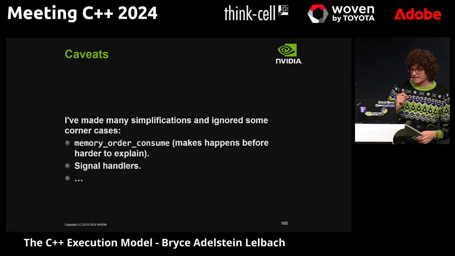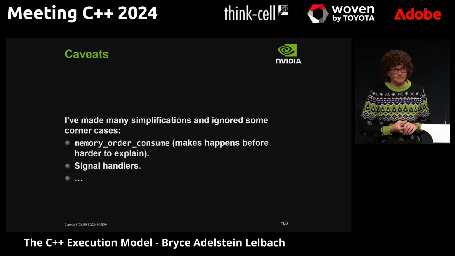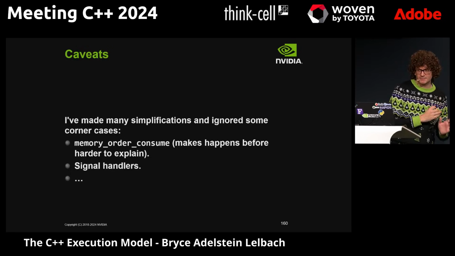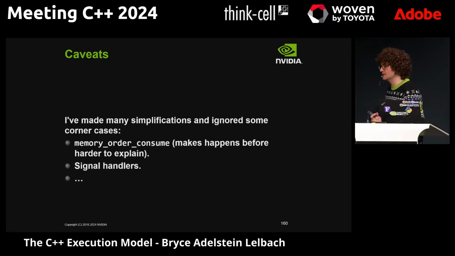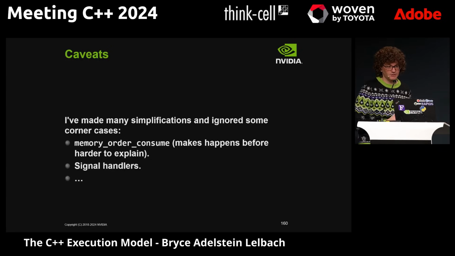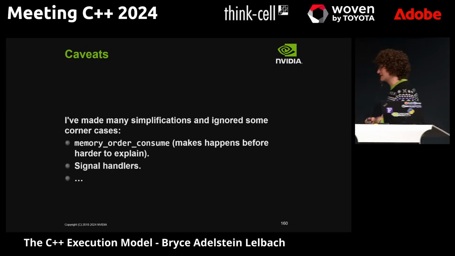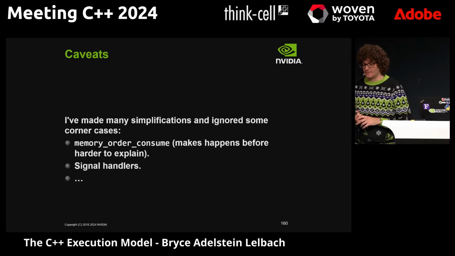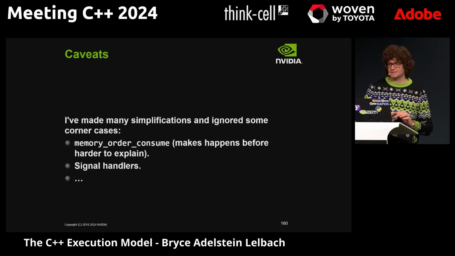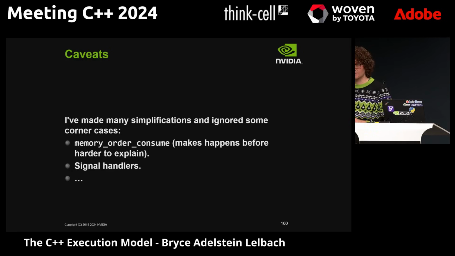So I have made a number of simplifications and ignored some corner cases. So we've just completely ignored memory order consume. We're looking at the wording before some of the fixes to memory order consume, because it's a lot simpler to understand the model this way, and nobody actually uses memory order consume, so you don't have to worry about it. It's the same basic principles. There's also signal handlers, which we've left aside, which can introduce some complications with forward progress and also with memory ordering.